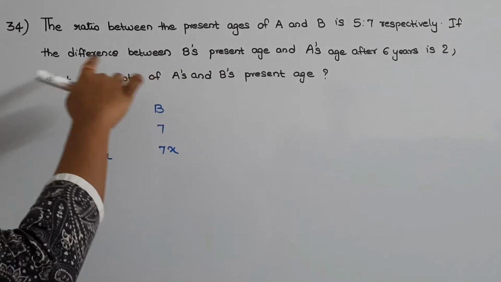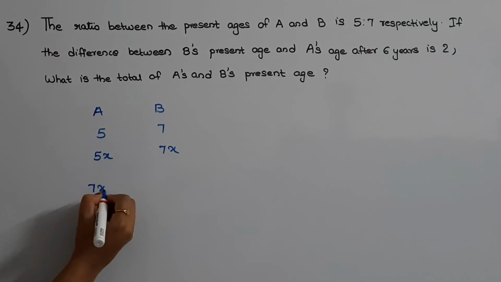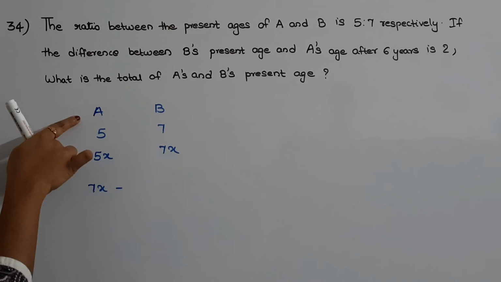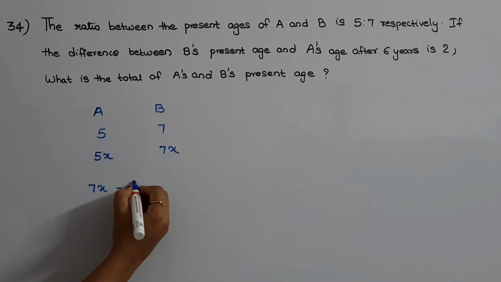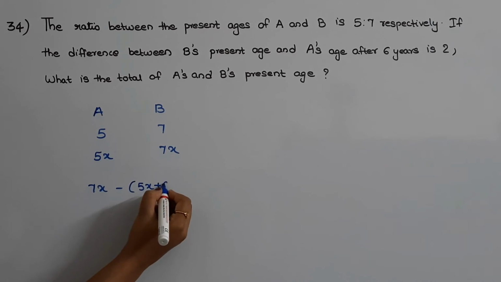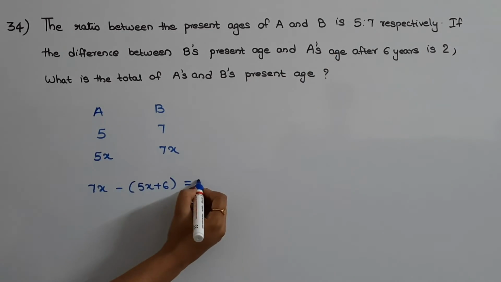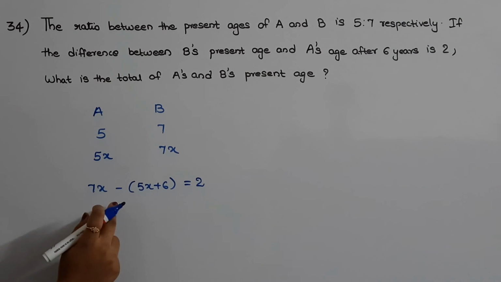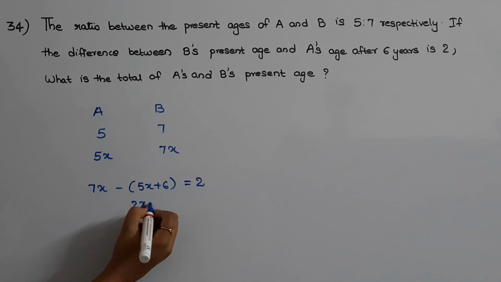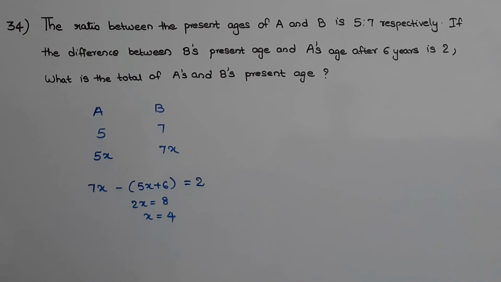Then they are telling that difference between B's present age and A's age after 6 years. If at present A's age is 5x, then after 6 years his age would be 5x plus 6, okay, and this difference is given as 2. Now on solving this we will get the value of x. So that will be equal to 2x is equal to 8. So x value will be equal to 4.